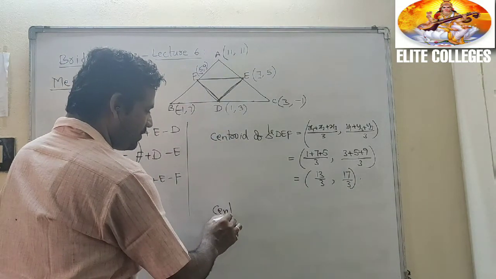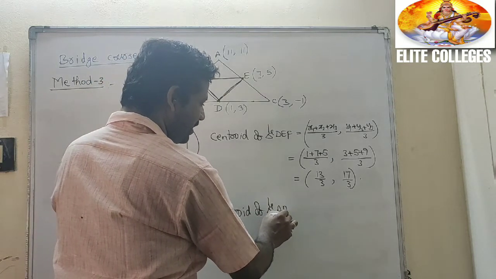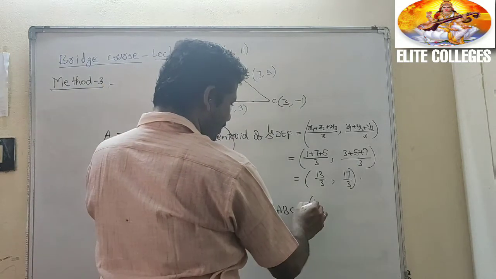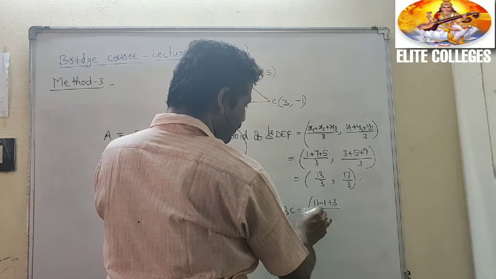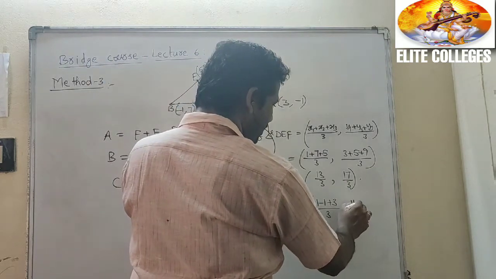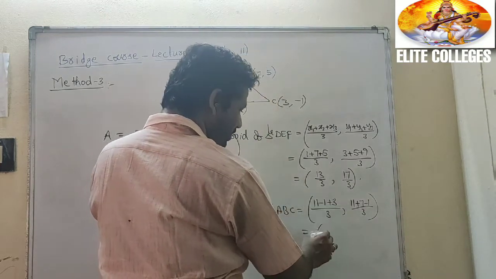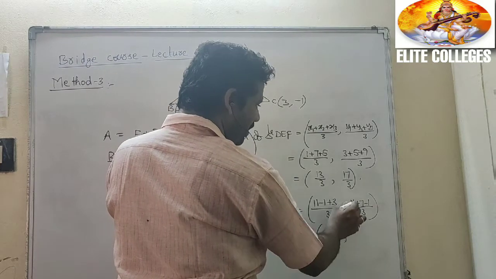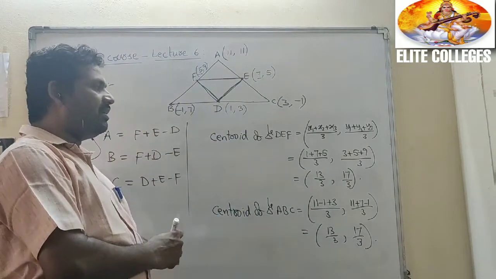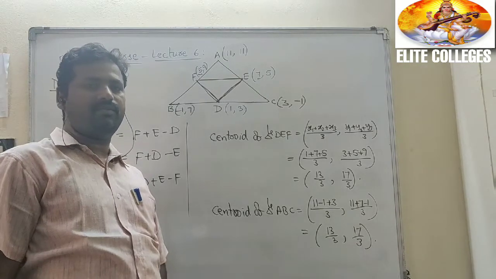What is the centroid of triangle ABC? Same formula, x1 plus x2 plus x3. 11 minus 1 plus 3 by 3 comma 11 plus 7 minus 1 by 3. That is equal to 13 by 3 comma 17 by 3. So what do you observe? The centroid of triangle ABC is the same as the centroid of triangle DEF.